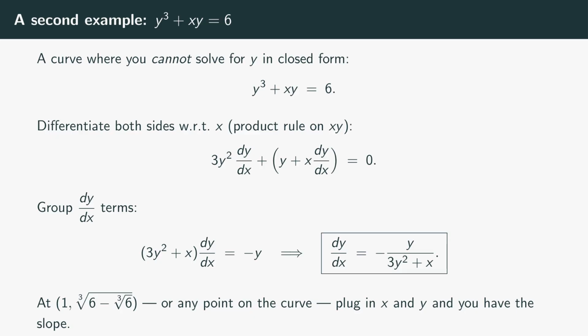Now isolate the derivative of y with respect to x. Factored out of the two terms that have it, quantity 3y squared plus x times the derivative of y with respect to x equals minus y. Divide. The slope is minus y over the quantity 3y squared plus x, one formula. Plug in any point that satisfies the original equation, and you get the tangent slope there. We never had to solve for y.